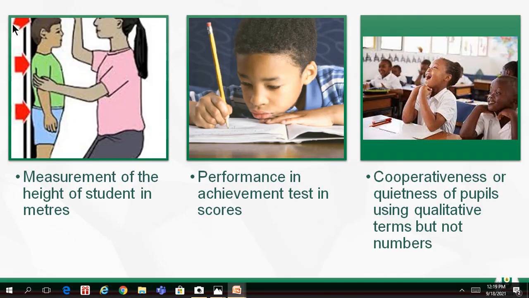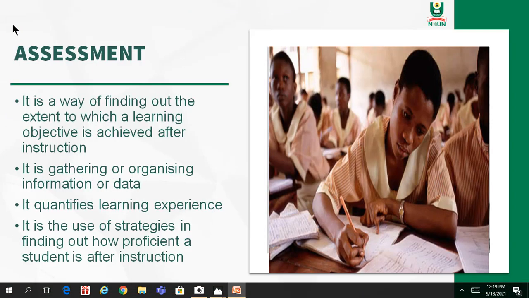The measurement can be objective or subjective. There are so many things we said we can measure. We can measure the height of students in meters. You can measure the achievement of a test. You can measure even emotional stability of the students. And that is why we said the cooperativeness or quietness of pupils, using qualitative terms but not numbers. Those ones too can be measured. So that is what brings about the measurement in integrated science.